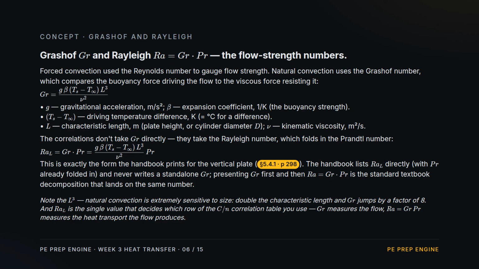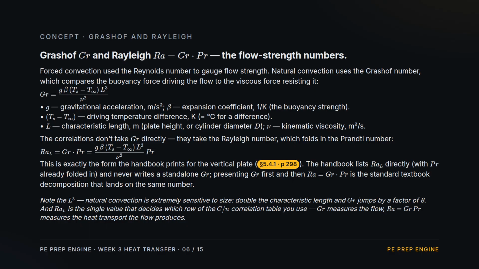Natural convection gauges flow strength with the Grashof number, which compares the buoyancy force driving the flow to the viscous force resisting it. Grashof equals g times beta times the temperature difference times L cubed over kinematic viscosity squared. The temperature difference is surface minus fluid. Kelvin equals Celsius for a difference. Notice the L cubed. Natural convection is extremely sensitive to size. Double the length, and Grashof jumps by a factor of 8.